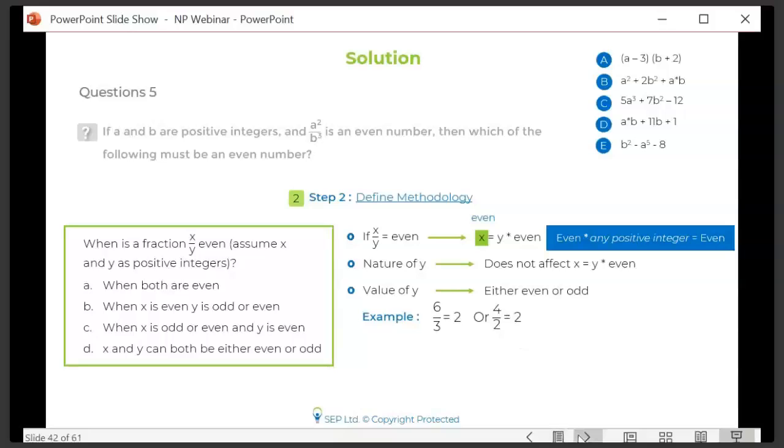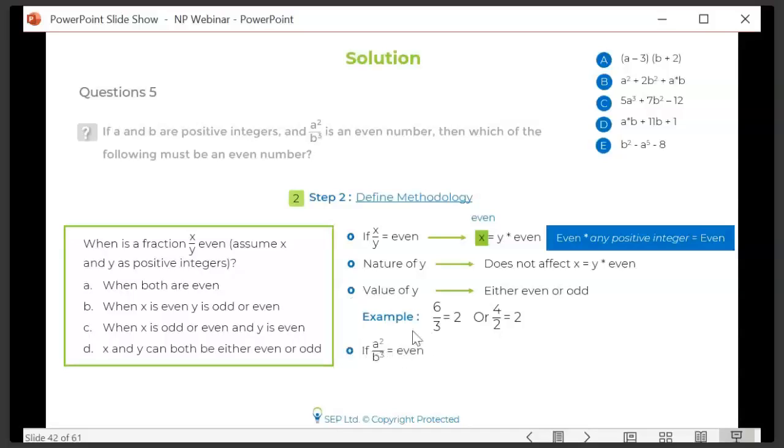So this will help you understand very clearly that if x by y is even, then that means x will always be even and y can be either even or odd. Once you are able to make this inference, and if your conceptual knowledge of even odd is really good, you should be able to make this inference in maybe 10 to 15 seconds, because that is the basic that is taught in even odd. Once you make this inference, you can apply it in this question.